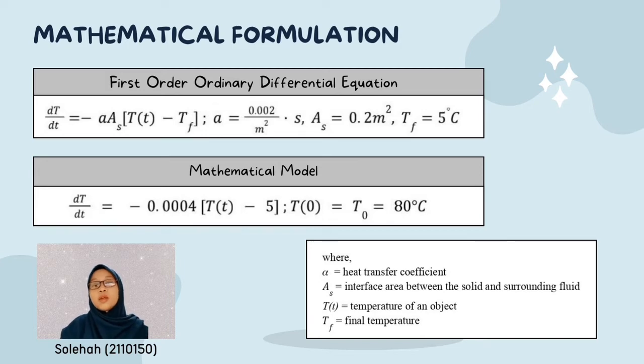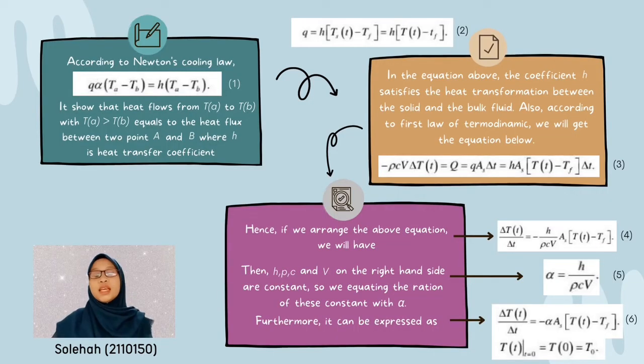When we substitute all the values into the equation, we will get our mathematical model with the initial condition T0 equal to 80 degrees Celsius. So here is the explanation of how we get our first order ordinary differential equation.